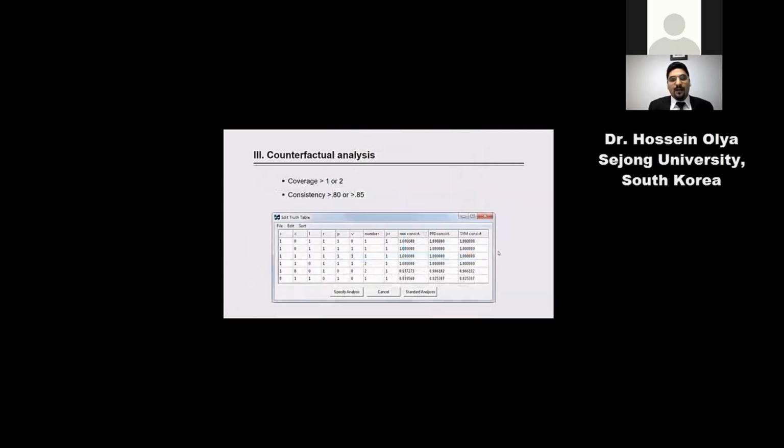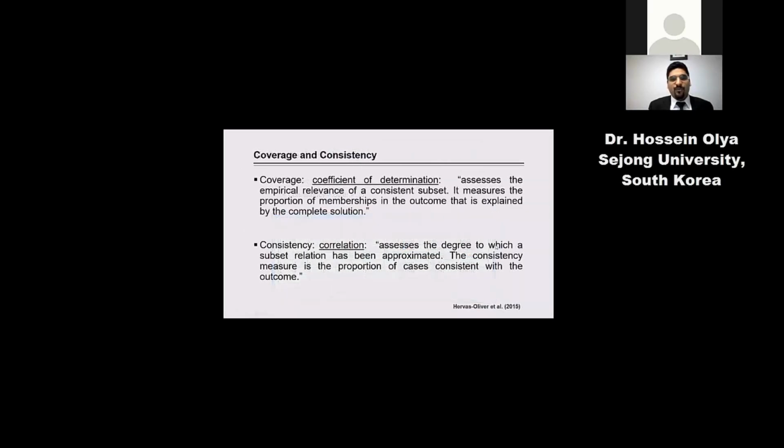Here, instead of the R-square, we have coverage. Instead of the correlation, we have consistency. We applied these probabilistic criteria to refine all possible conditions and come up with more rigorous and more probabilistic outcome conditions. But what are coverage and consistency? Maybe some participants are not familiar with this approach. I'm going to define these terms.